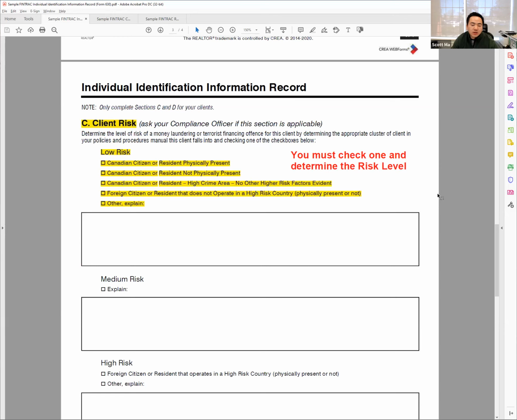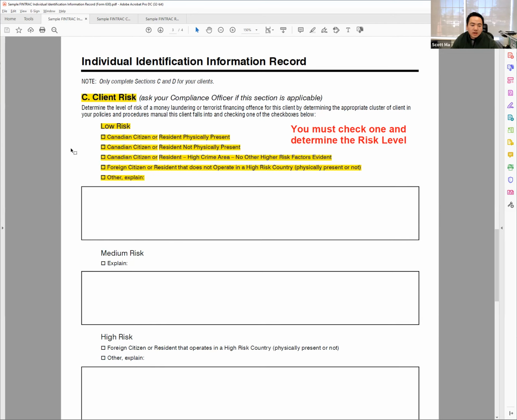This is where you assess your client's risk. And I think it's important to note here, this is a required section. It doesn't mean you complete section A and you move on. You have to complete section C as well. So section C is where you determine the level of risk of a money laundering or terrorist financing offense for this client. And I would say most clients will probably fall into low risk.